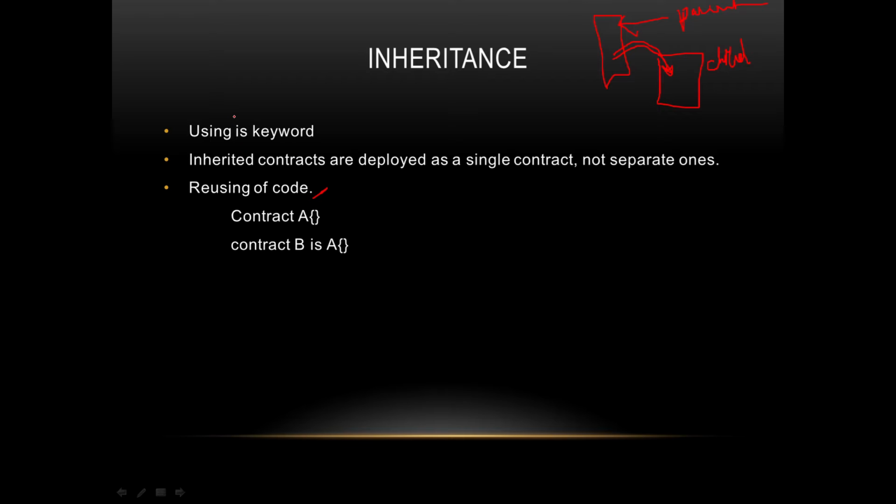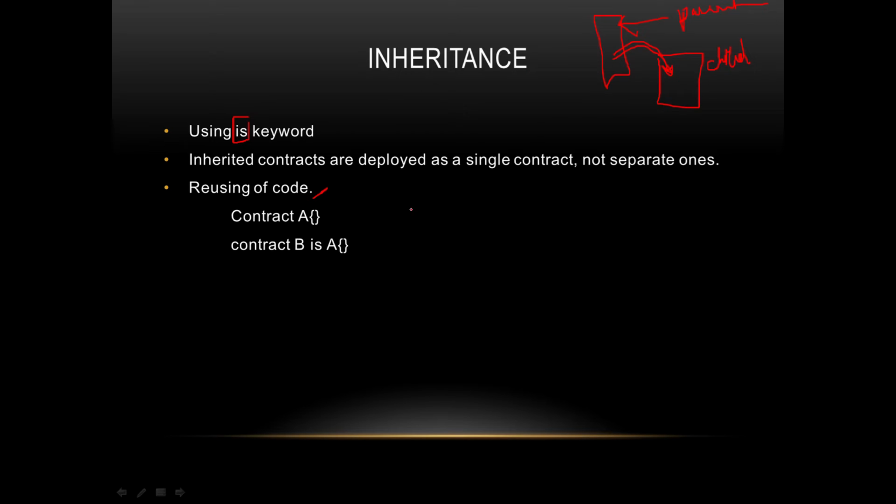So how is it done? It is done by using the is keyword. We can use it to inherit all the properties, provided that the function is either public or external. In these two cases only, it can be inherited easily. The private functions cannot be inherited.